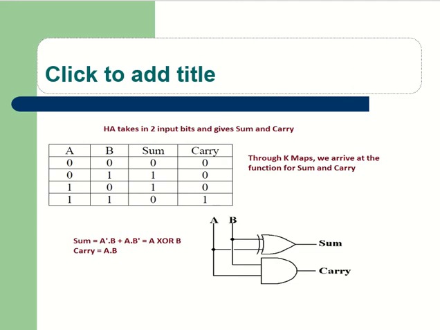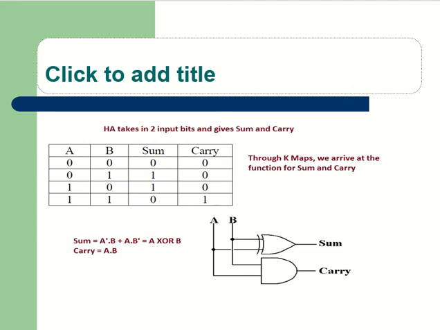Similarly, in case of carry, to generate the expression for carry, if we look at the carry column, only the last case generates carry equal to 1, or output equal to 1. So that is when both variable a as well as variable b is high. So the corresponding combination is a and b. So the expression for carry is a and b.